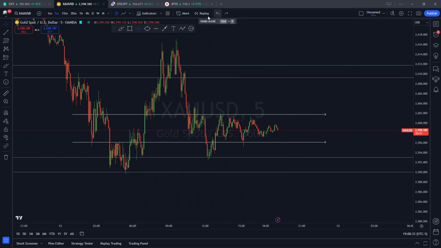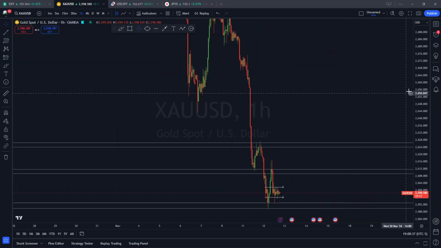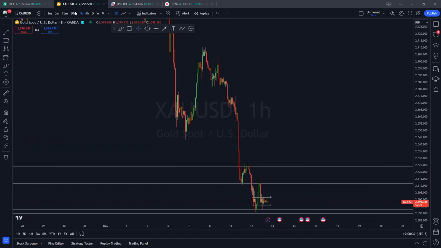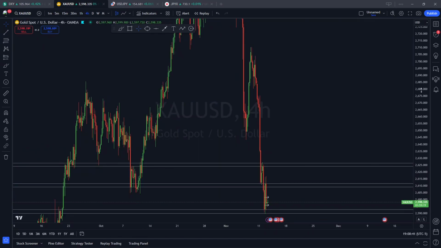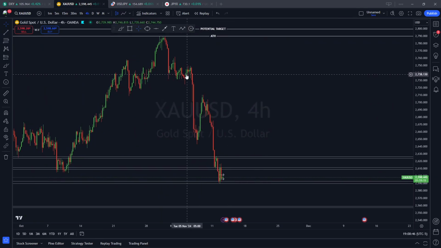But before going into those trade ideas, let's do a quick review of what has been driving price over the past couple of days, because we did have very, very strong sell-offs from this day, as you can see.